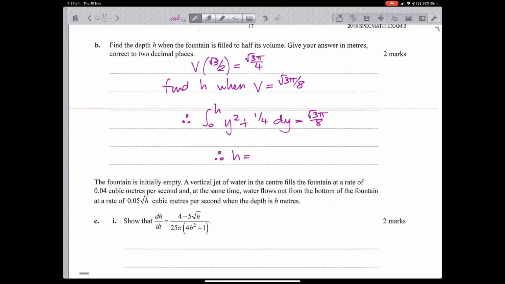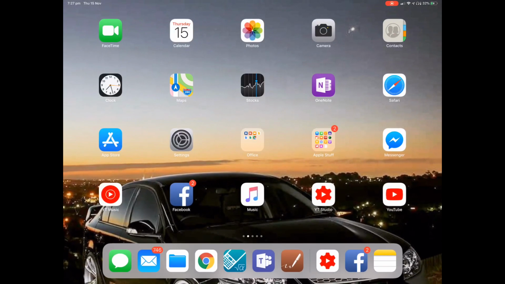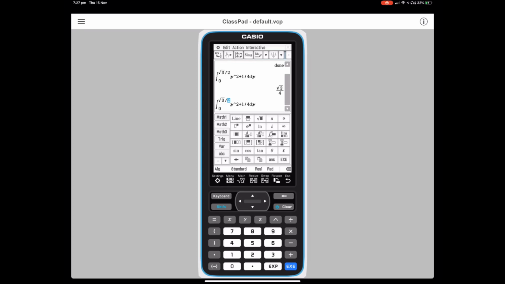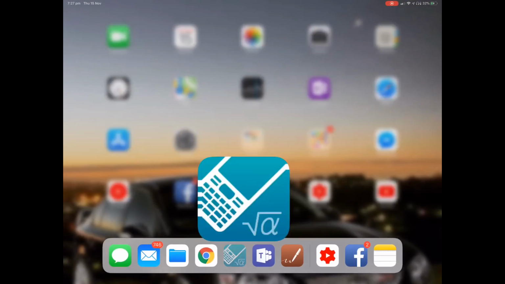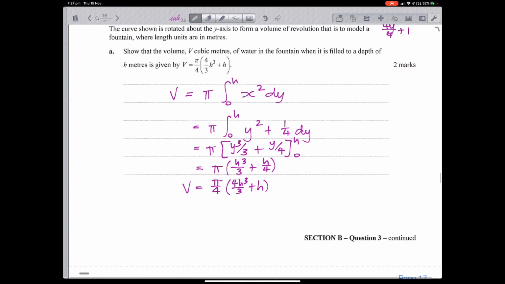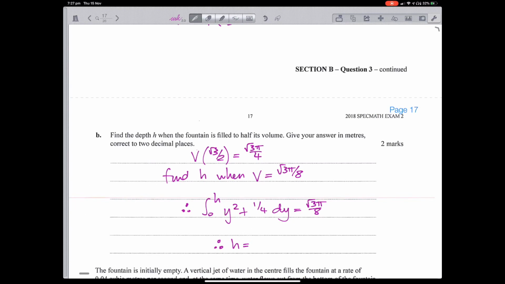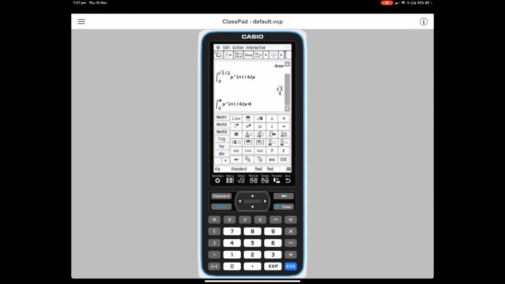Therefore, h is equal to, okay, so if we do this, we'll call it x. I think I forgot the pi. There's supposed to be a pi at the front here. Pi times this one here equals root 3 pi divided by 8. And solve for x. Let's give it as a decimal.